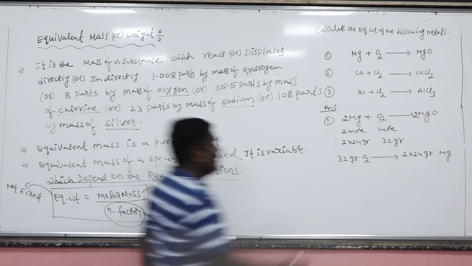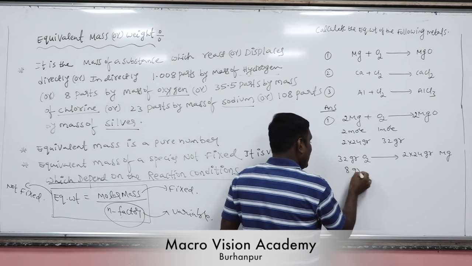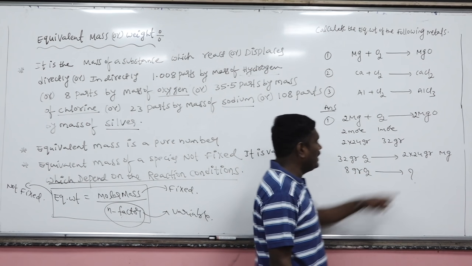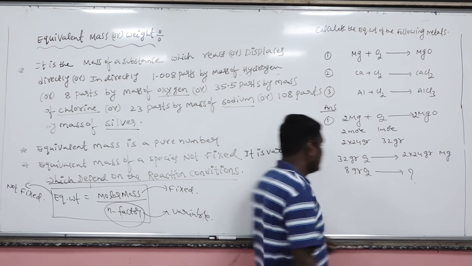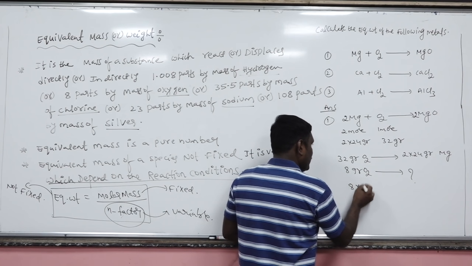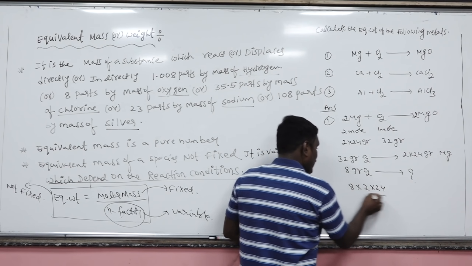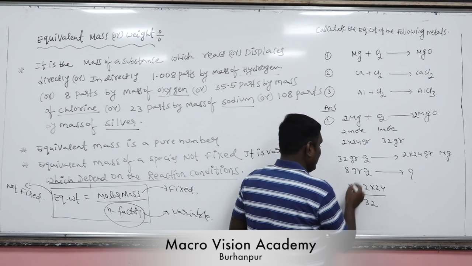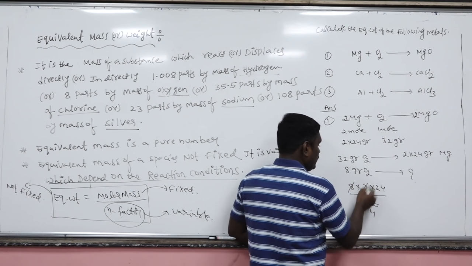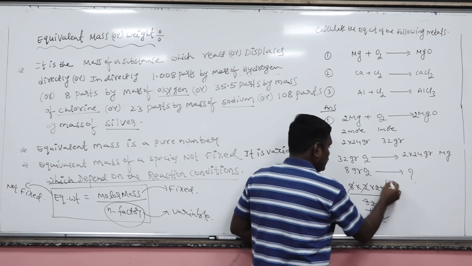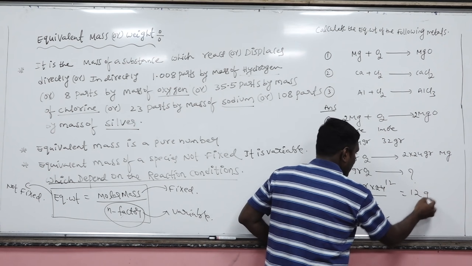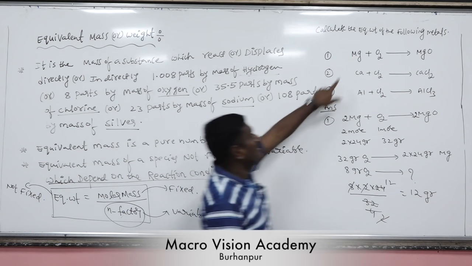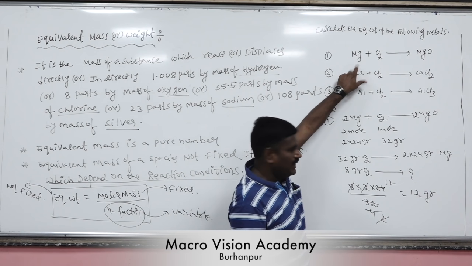8. Let's suppose 8 grams of oxygen will definitely combine with how many grams of magnesium, which will be equal to the equivalent weight of that magnesium? Yes. Unitary method, 8 into 2 into 24 divided by 32. Okay. Now 8 ones are 8, fours are 2, ones are 2, twos are 2, twelves are. So you will get 12 grams. 12 grams is the equivalent weight of the magnesium.